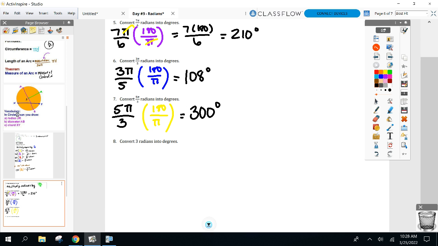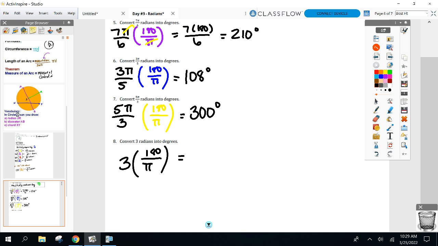Okay. 3 radians. Notice there's no pi. Don't put one with it. Radians can be expressed without pi. This is just 3 radians. That's it. 3 radians. So 3, what am I still going to multiply it by? 180 over pi. The only difference here is you guys that have been crossing off the pi's, did the pi's cancel here? No, there's no pi to cancel. So I'm just doing in my calculator 3 times 180 over pi.